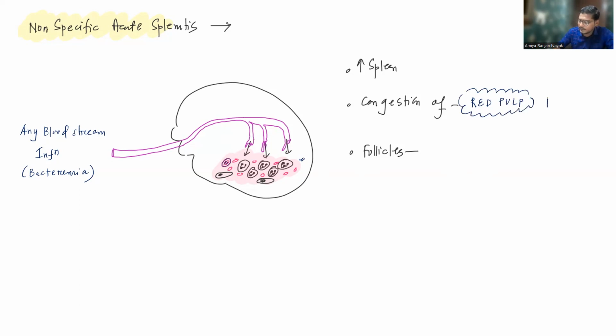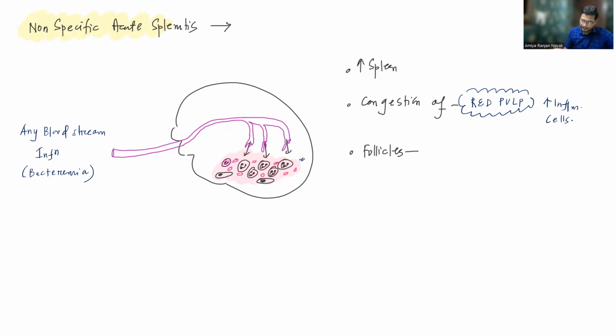Okay, so increased inflammatory cells, especially the neutrophils and also sometimes eosinophils. Also, there will be predominance of the plasma cells. Because of the infections, the B lymphocytes will be activated, and once they're activated, they will produce the plasma cells. So in the red pulp, you will find infiltration of acute inflammatory cells and also the plasma cells. So that will cause congestion of the red pulp.